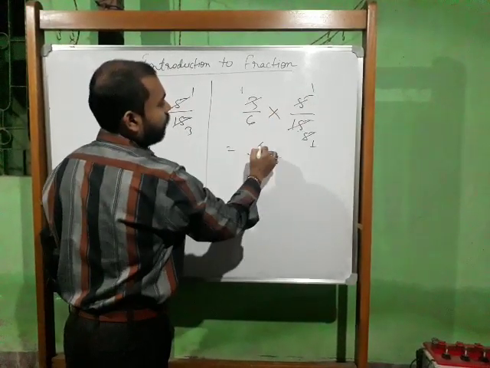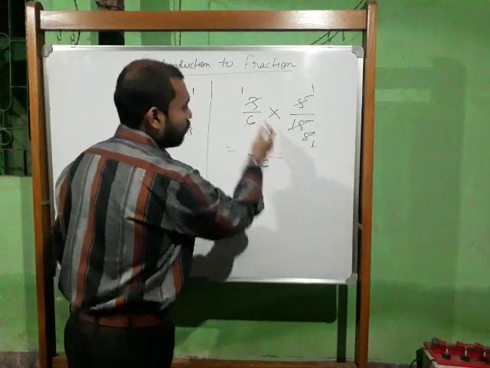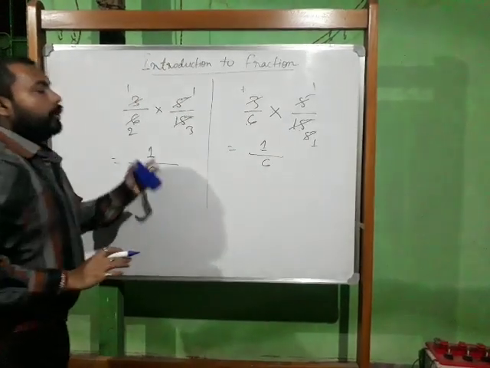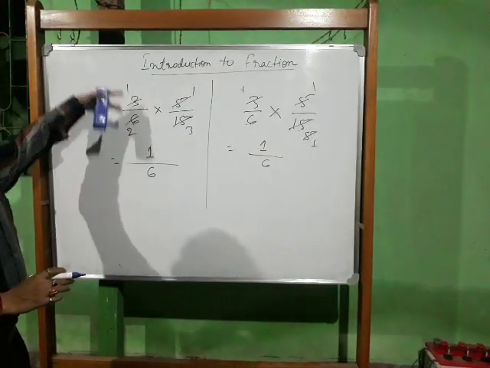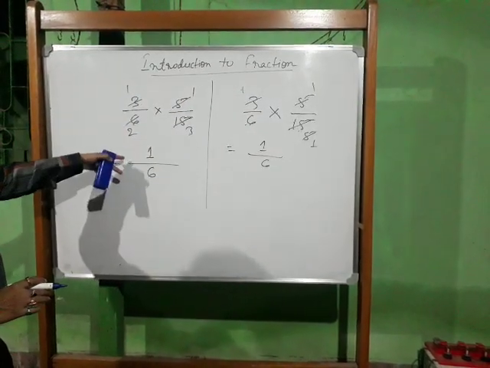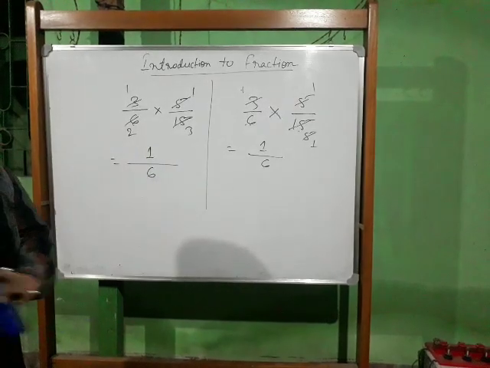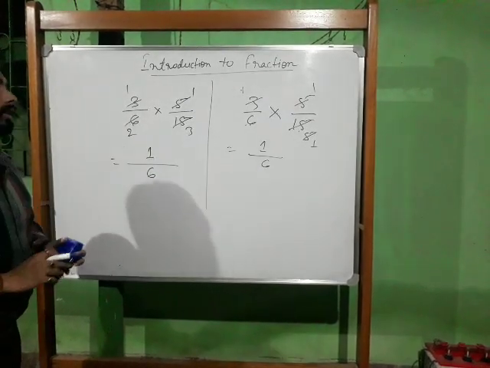1 into 1 is 1. 6 into 1 is 6. So any way you can do it diagonally. Okay, you can start with diagonal reduction, or you can reduce the numerator and denominator. So no problem, the answer will be the same. So this is all about multiplication.